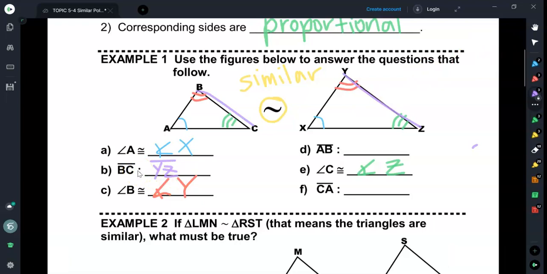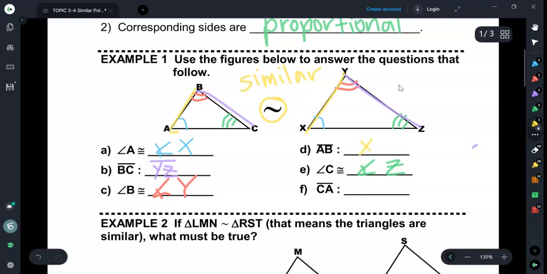Similar is not equal. It has to do with shape. So BC is the same shape, which means when we do proportions and factors and ratios, they'll match up together. It's the same shape as YZ. So my next one, AB, is going to be proportional, again, proportional with XY. Okay, those two are going to be proportional. And my last one, CA or AC, has to be proportional with XZ.